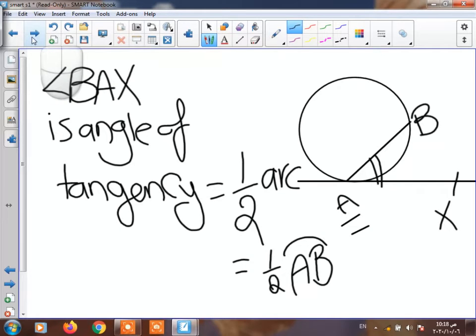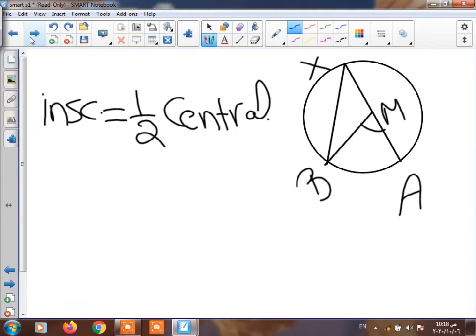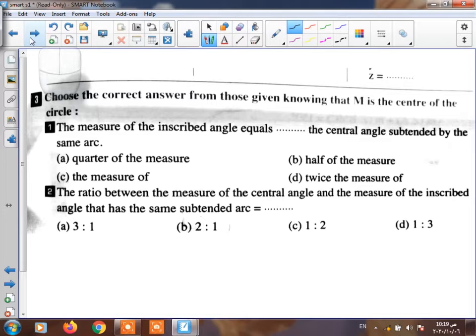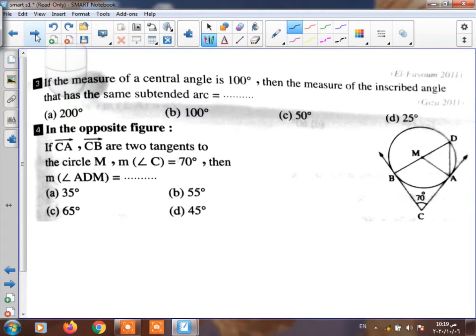Next, if you remember, the measure of an inscribed angle equals half the central angle subtended by the same arc. The ratio between the measure of a central angle and the measure of an inscribed angle that have the same subtended arc: the central is twice the inscribed, so it's going to be 2 to 1. Another question: the measure of a central angle equals 100 degrees. Then the inscribed angle subtended by the same arc will be its half, so it's going to be 50.